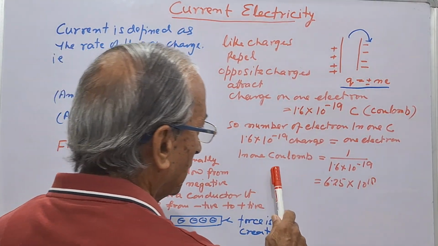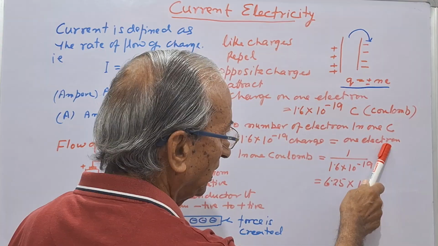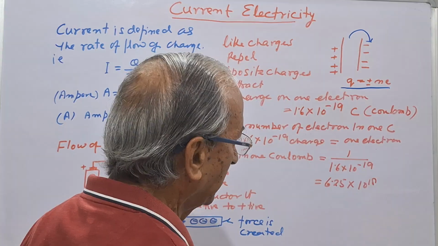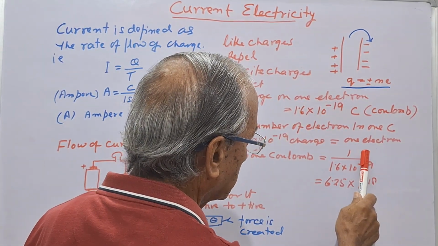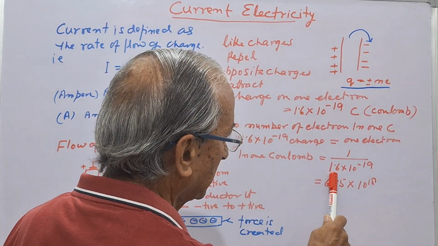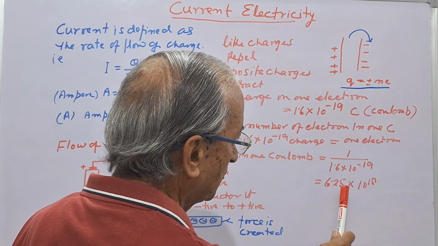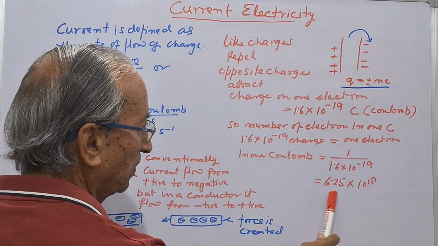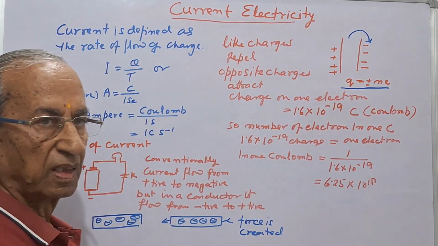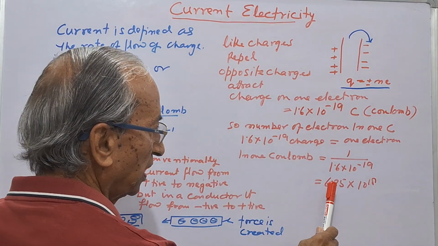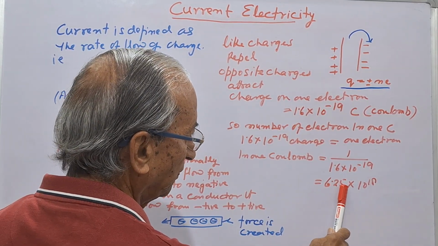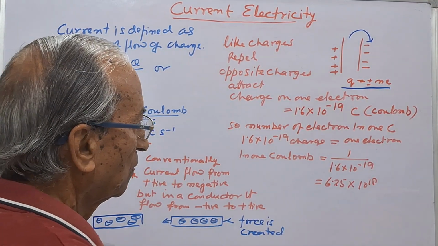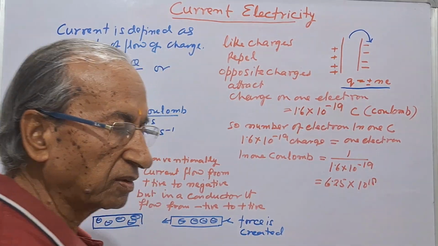Listen, in 1 coulomb, the number of electrons we have to find out. The charge on one electron is 1.6 into 10 to the power minus 19, so in 1 coulomb it is 1 upon 1.6 into 10 to the power minus 19, that is 6.25 into 10 to the power 18. So we say 1 coulomb has this much number of electrons.